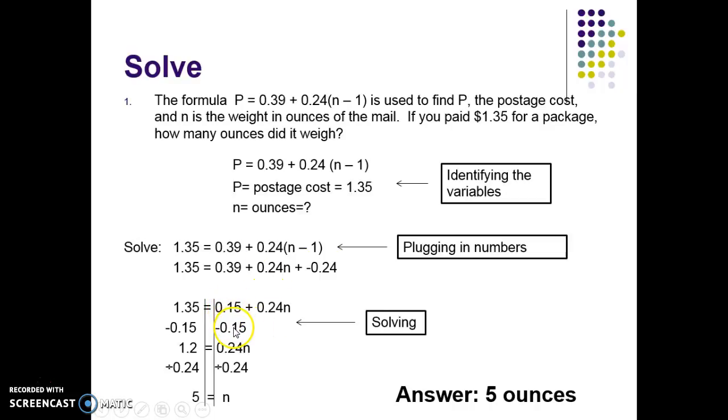Now we're going to go ahead and do SADMAP. So you're going to subtract 0.15 first from both sides and then divide by 0.24. So n equals 5. That means, to answer our question, how many ounces did it weigh? The package weighed 5 ounces.